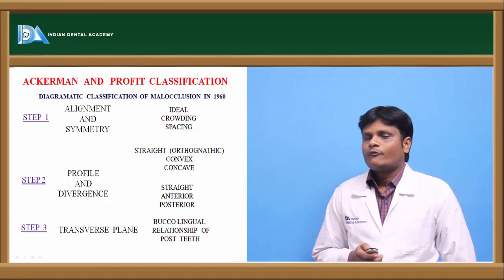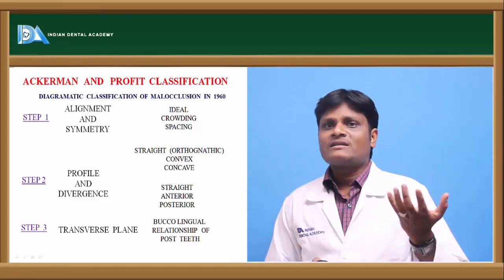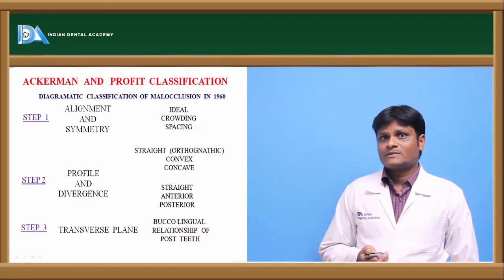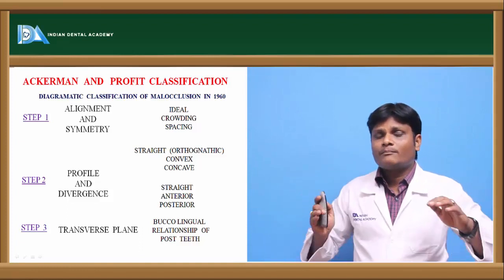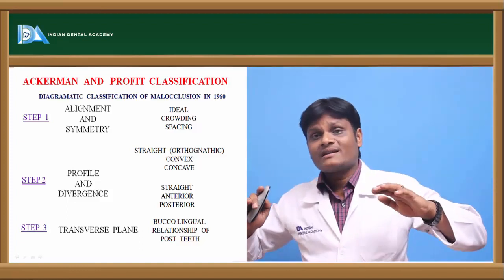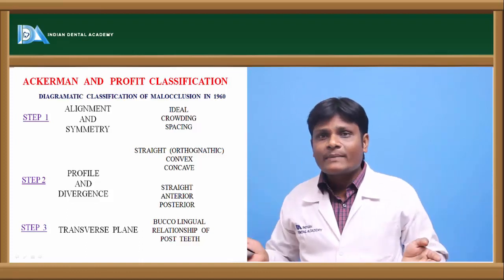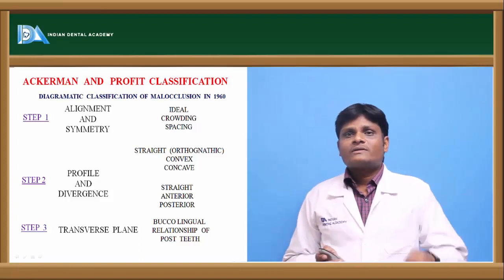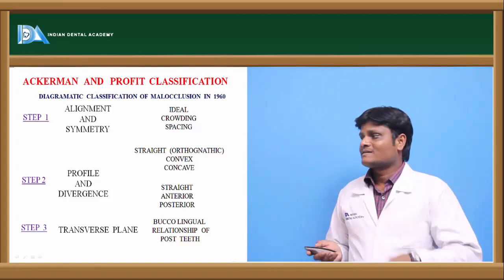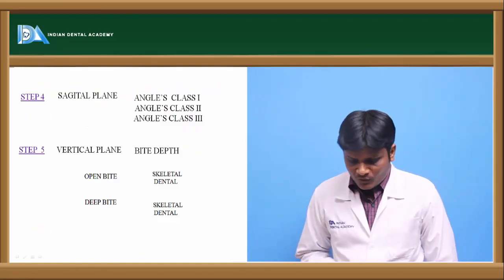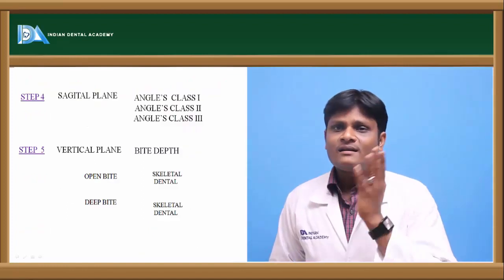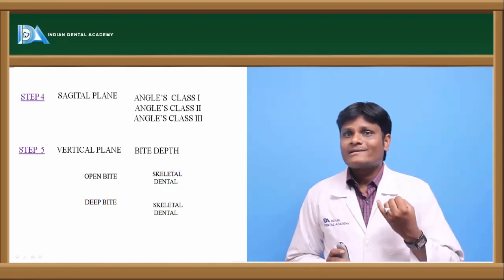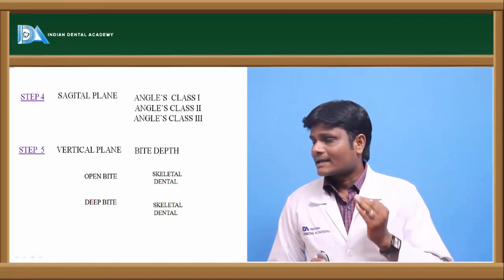In step 3, we look for the relationship of the teeth in the transverse plane, whether there is any crossbite, whether the maxillary molar is completely overlapping the mandibular molar, or mandibular molars are completely buccally related to the maxillary molar. So the transverse relationships of the teeth are looked at in step 3. Step 4, we look for the sagittal relationship, whether it is an Angle's class 1, class 2 or class 3.